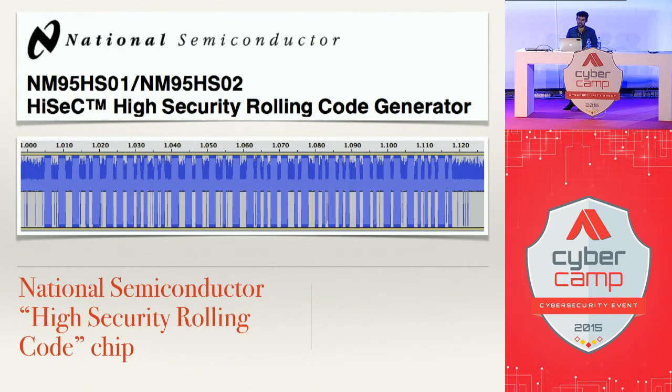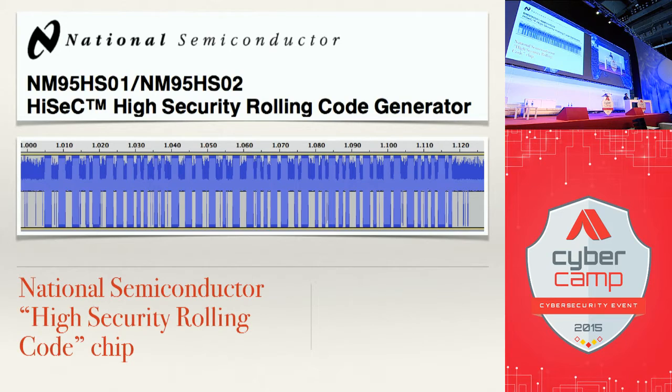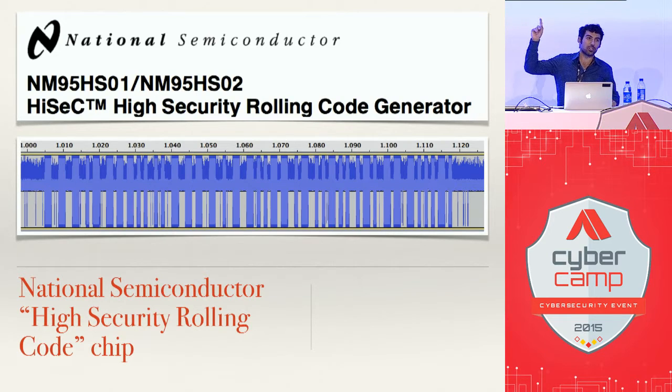One of the chips that I was looking at was the high security. So I was looking in my car, actually. It was using this chip called NM95HS01. It's called the high-sec, high-security rolling code generator. And when I sniffed it, it looked like this, except the data kept on changing. So in our garage attack, I was able to learn the code or just brute force through all codes.